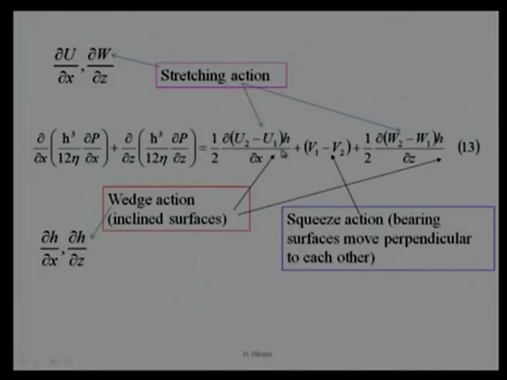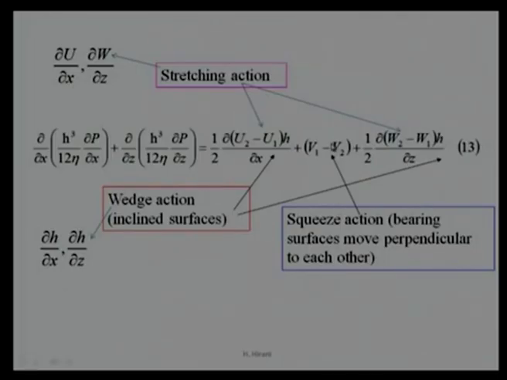There is another term we call the wedge term. There is a change in the film thickness along the x direction. Similarly, change in film thickness along the z direction. So, these are the wedge action or wedge terms, and there is an essential need for these terms to develop hydrodynamic action, or we say we require inclined surfaces to get hydrodynamic action. In short, it is represented as dou h by dou x, dou h by dou z. They need to be finite, or either of these terms needs to be finite, to develop hydrodynamic action.